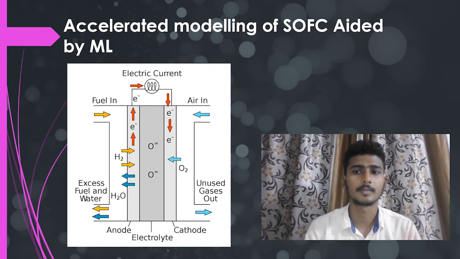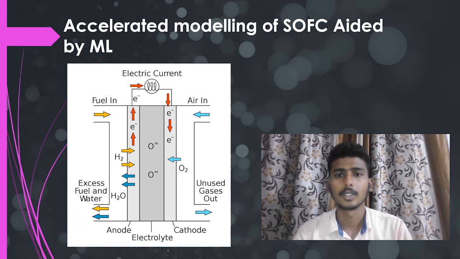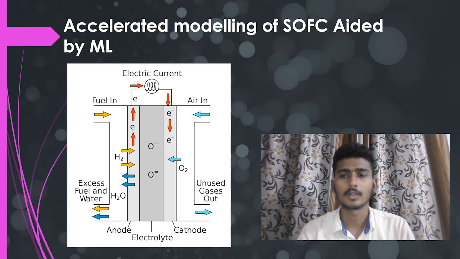A SOFC cell usually contains a thick layer of ceramic electrolyte held between porous electrodes. The porous cathode allows diffusion of oxygen from air into the cathode electrolyte interface, where they react with free electrons in the cathode to form oxygen ions. These ions are transported through the electrolyte, where they react with oxidized fuel that has diffused through the anode. This leads to release of electrons, which flow to the external circuit to establish electrical energy.